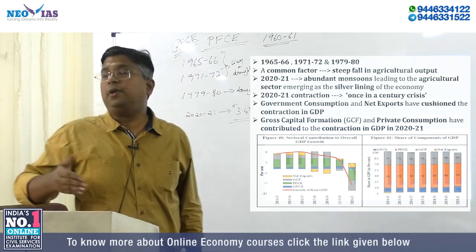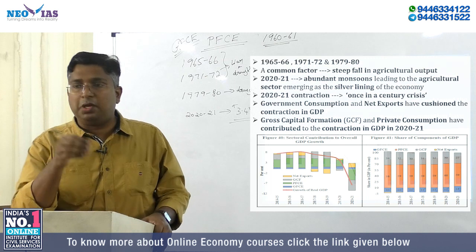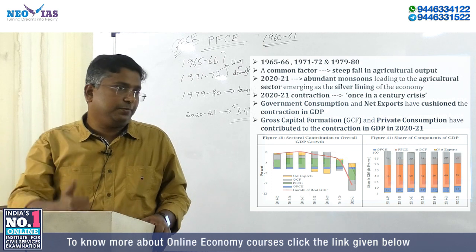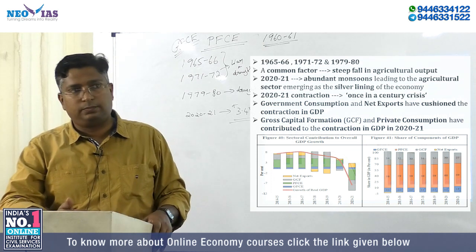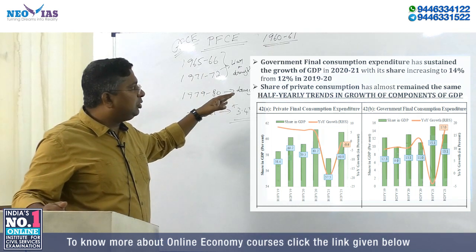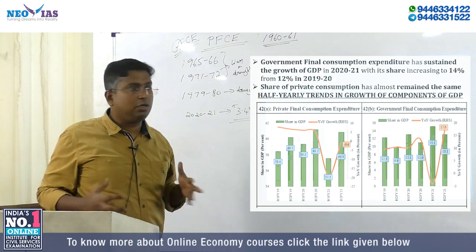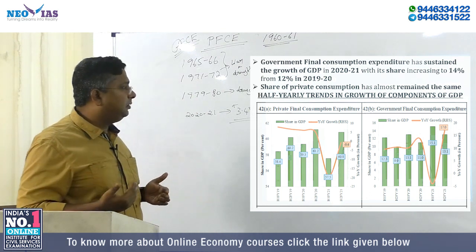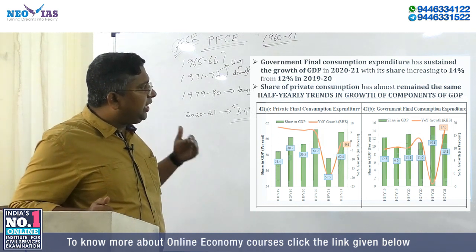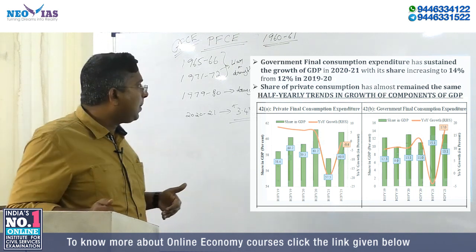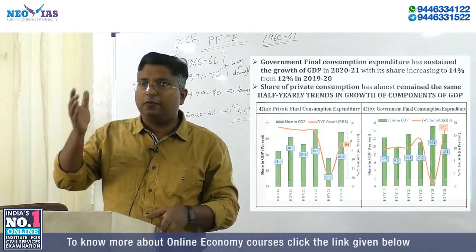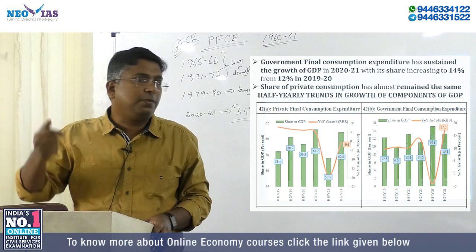Okay, and they can ask. UPSC already asked a question where they gave agriculture, industry and services and asked for the decreasing order of GDP contribution. Like that they can give you this also. Now, it is saying that government final consumption expenditure, or government consumption, helped the GDP in 2021, with the share increasing to 14% from 12%. And it is saying that the share of private consumption has almost remained the same. Yes or no? Just a 1% difference only.